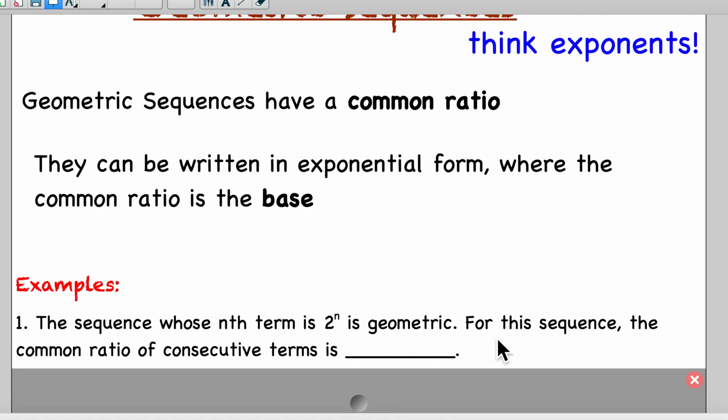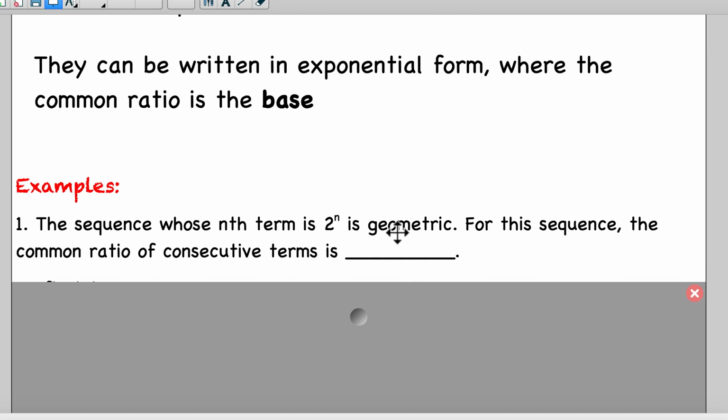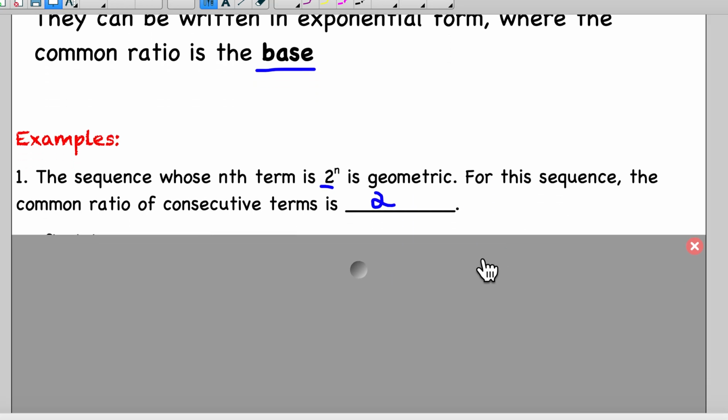So the sequence whose nth term is 2 to the n is geometric. Again, they didn't need to tell you that's geometric. When you see a number with an exponent of n, that tells you right there, we are talking geometric. So for this sequence, the common ratio of consecutive terms is, well, the common ratio is the base. The number that gets the exponent is the base. So this one has a common ratio of 2. You can pull it right out of the formula.